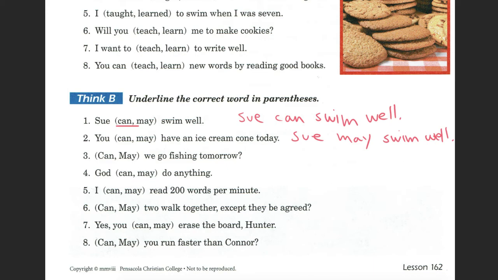All right, number two, you can or may have an ice cream cone today. So, is this sentence saying that you have the ability to get an ice cream cone, or asking for permission to get an ice cream cone today? I'll let you decide which one makes sense to you. So do the rest of think B.